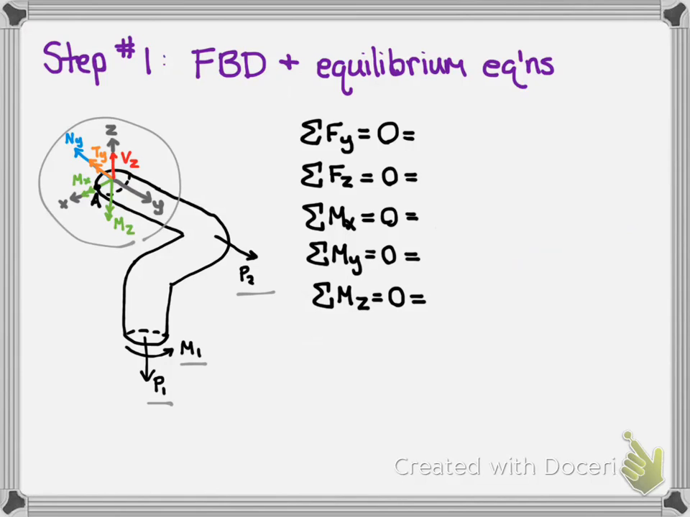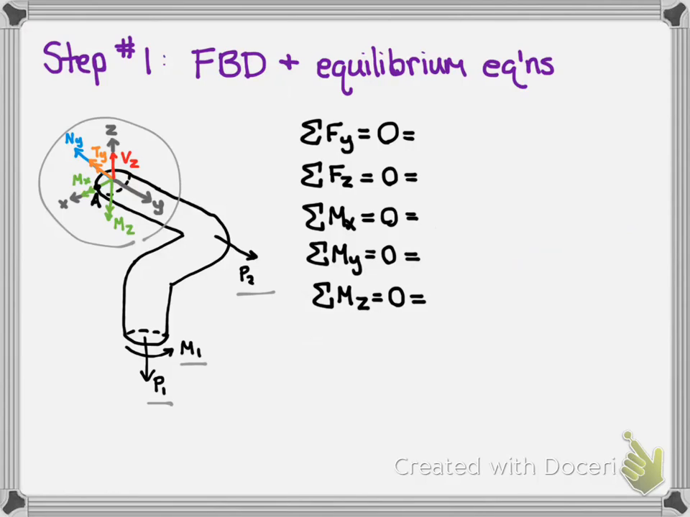You can draw them in whatever direction you want. I looked ahead and made sure that the directions I was drawing them would yield positive values for all of them. But if you draw them in different directions, you'll just get negative values instead. You'll still end up with the same ultimate result. So now we'll use our equilibrium equations to solve for those reactions.